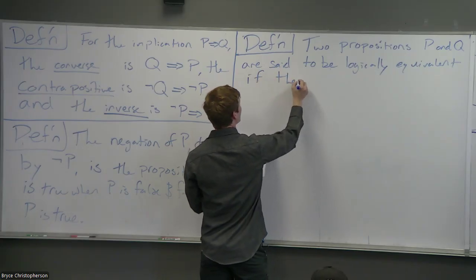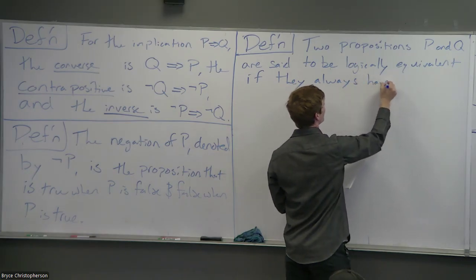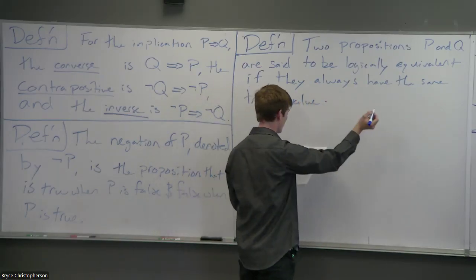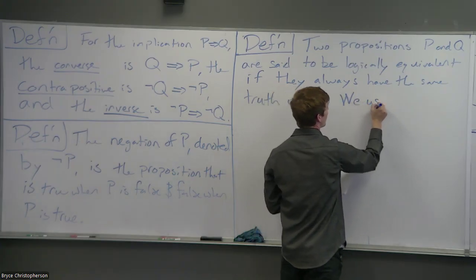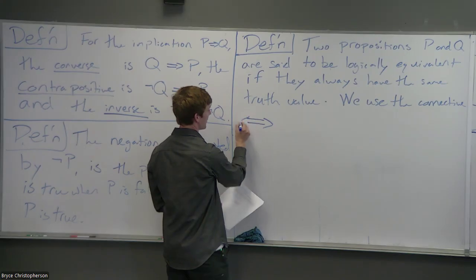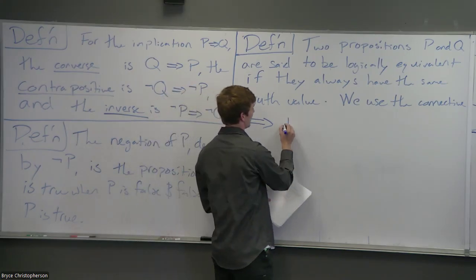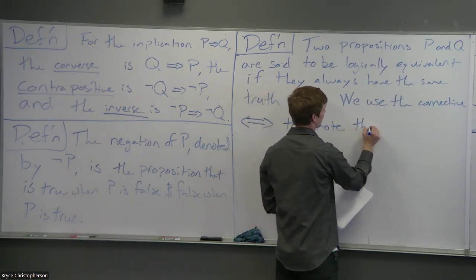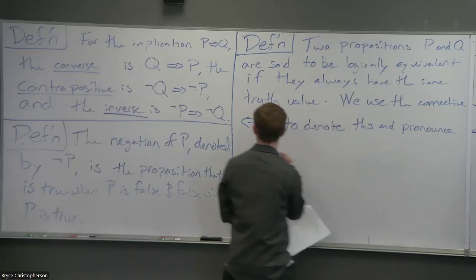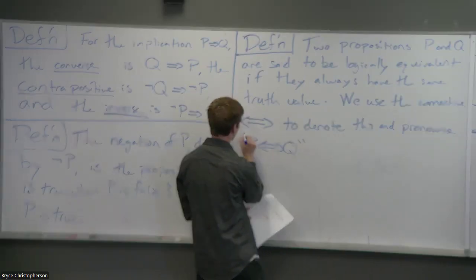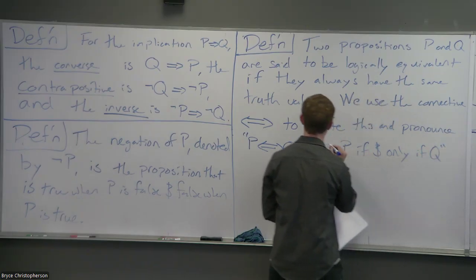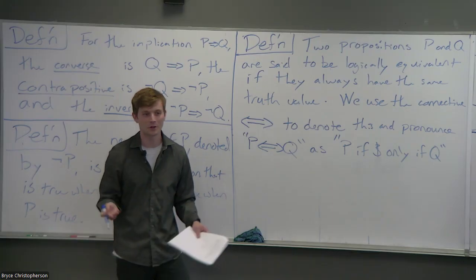if they have the same truth value. We use the connective that looks like an implication and a backwards implication to denote this, and pronounce P left and right arrow Q as P if and only if Q. So if and only if, logical equivalence. That's what we say.